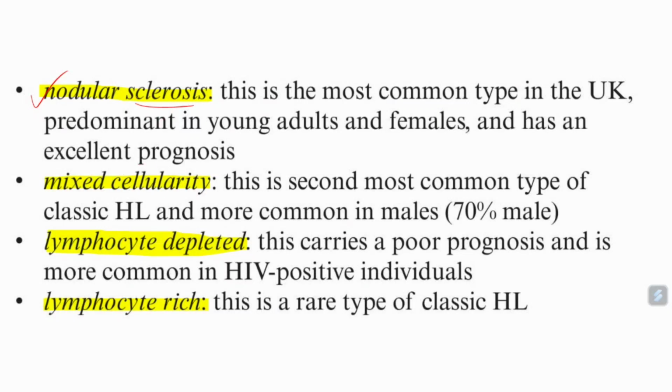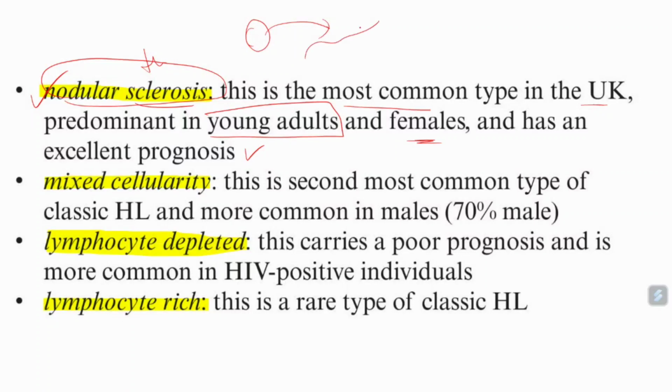In nodular sclerosis Hodgkin's lymphoma, it is very common in the UK, and it is present mainly in young adults, especially in females. It has a good prognosis when the patient is treated, because nodular sclerosis is mainly located in the nodules. It is not infiltrated into the lymphatic vessels. That's why it is very easy to kill the cancer which is present in a localized nodular region. So nodular sclerosis has a good prognosis.